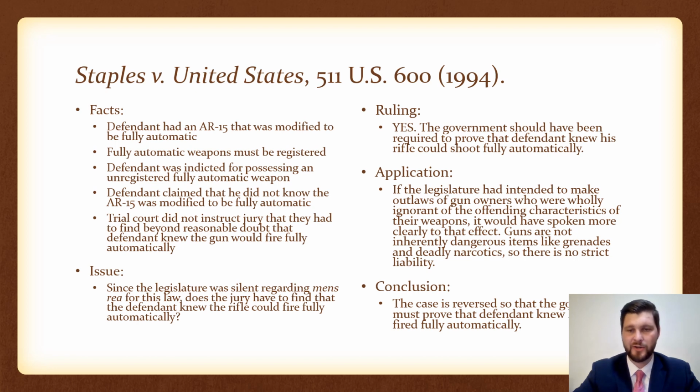So the prosecution had to show that the defendant knew that his gun was essentially more dangerous than any other gun, that it could shoot fully automatically. So the case is reversed so that the government must prove that the defendant knew that his rifle fired fully automatically. Reversed back for a new trial so that the trial court could give that proper instruction.